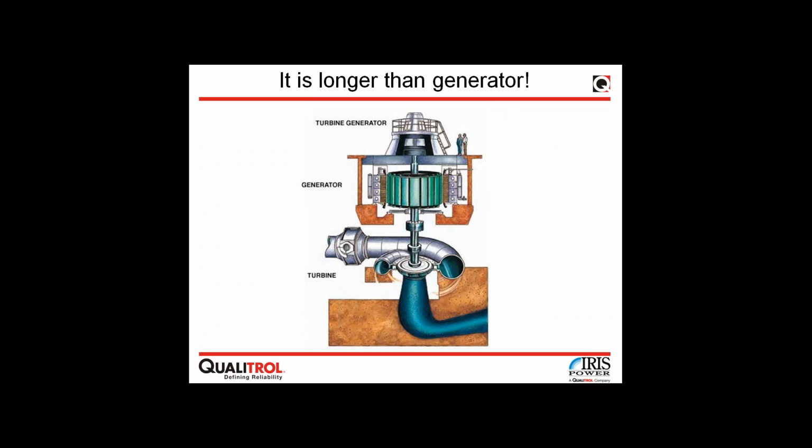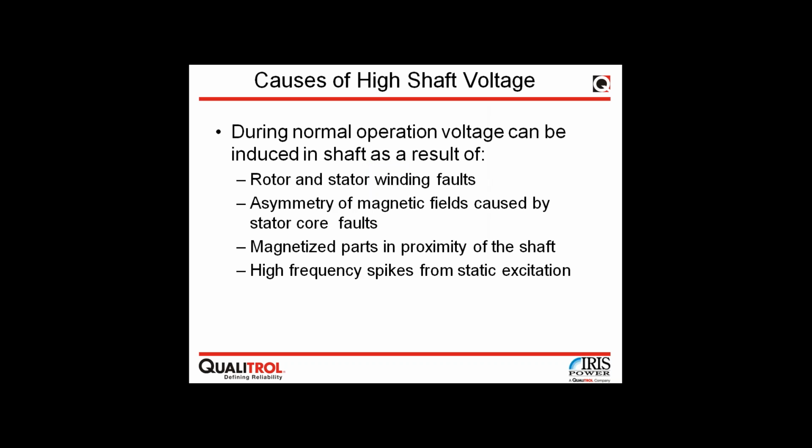So there are some problems with the fact that the shaft is a big metallic part, longer than the generator, going through different ambiences. On the bottom, it's water of certain temperature and pressure, then we go to a bearing, and then we go to a high magnetic field and high temperature, and then we go to the top, to the exciter. As a result of that, there is a possibility that some of the asymmetries which exist inside of the machine could result in the creation of unwanted voltage and current on a shaft.